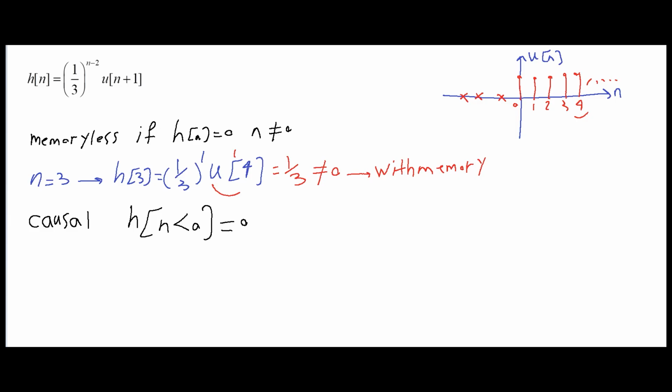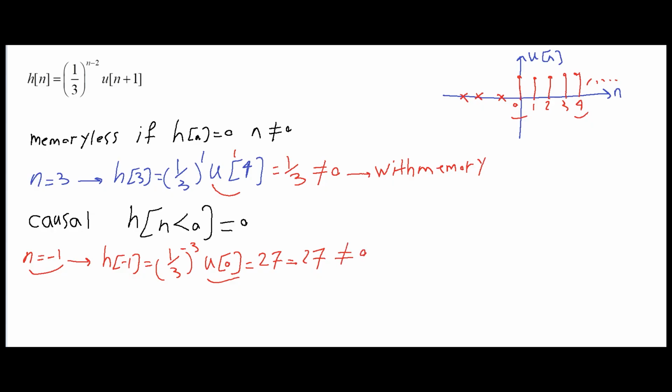Now let's substitute n equals -1. We get h[-1] equals 1/3 to the power of -3 multiplied by u[0]. Now 1/3 to the power of -3 becomes 27. And from the definition of the unit step function, u[0] is equal to 1. So the result is 27. This means that h[-1] is not 0. Therefore, the system cannot be causal and we call it non-causal.